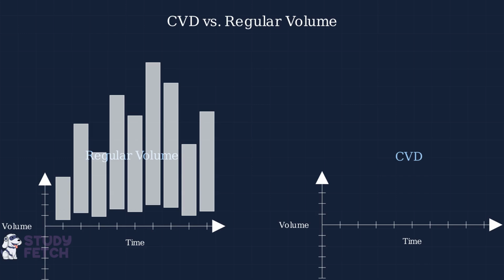Regular volume simply shows the total amount of trading, appearing as these vertical bars. CVD, however, shows directional flow. Green segments indicate buying pressure, while red segments show selling pressure.